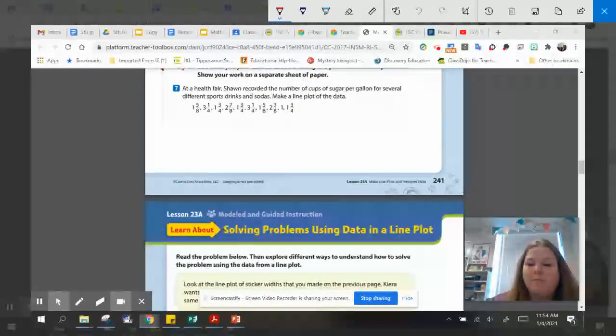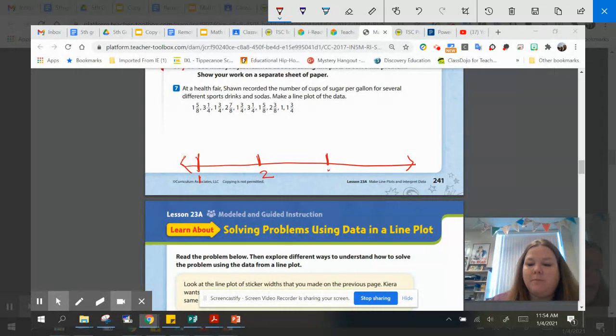So we need to draw a number line. So I'm going to do that. And if you look up here, the smallest measurement is 1. And the biggest measurement is 3 1/4. So I know that I'm going to have 1. I'm going to have 2. I'm going to put my whole numbers on here first. I'm going to have 3. And you can put 4 on there, but it's not necessary.